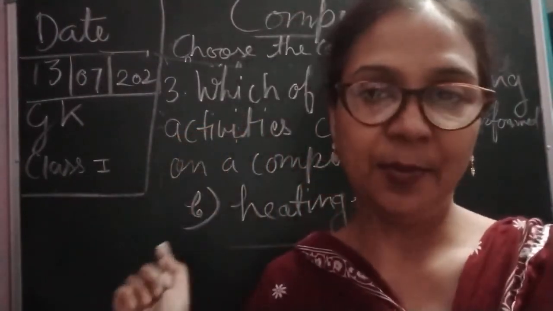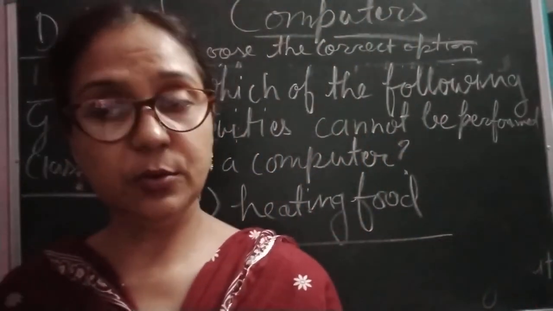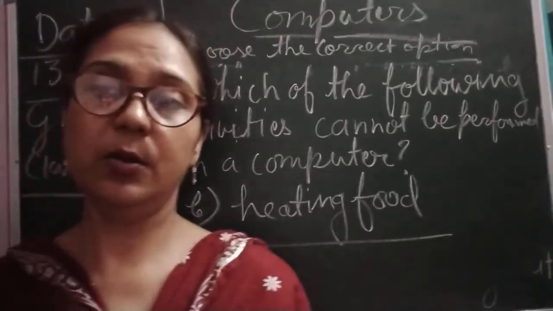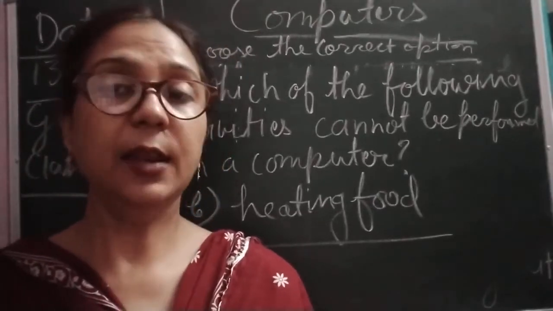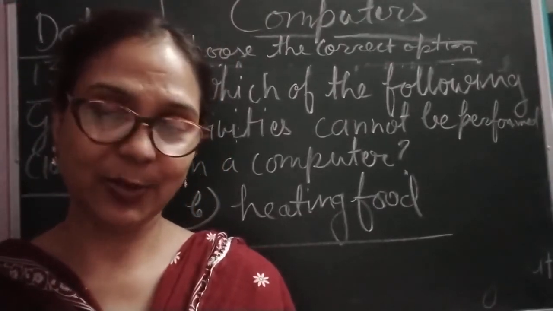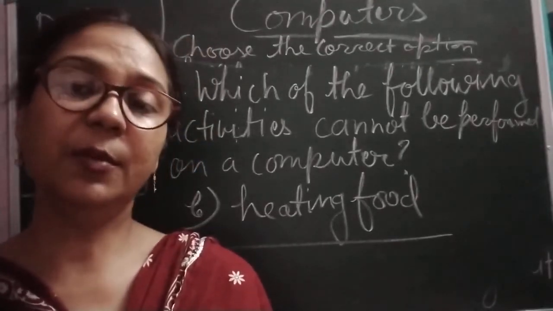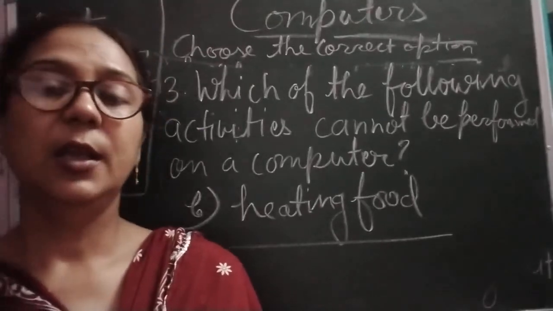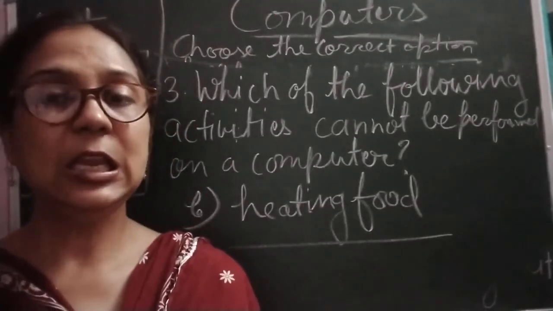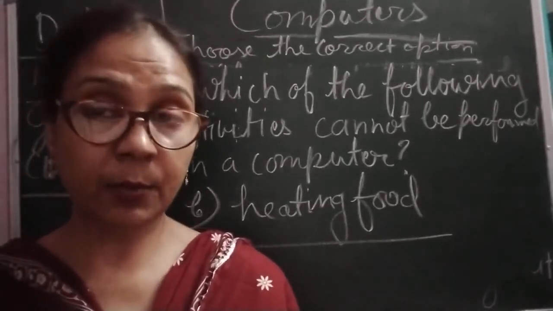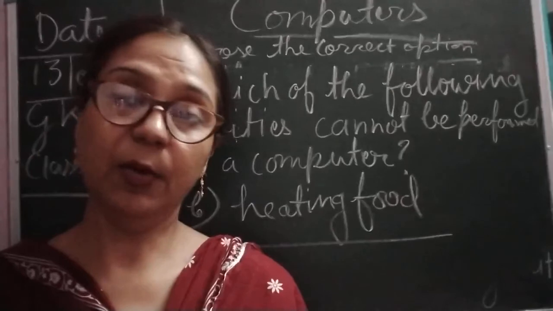So children, complete this exercise. Today we have discussed computers and its parts, why computers are important for us, and we have solved exercises also. The last question we have completed, which activity we can't do with computers: only heating food. We can paint and brush, we can play music also with the help of the computer.